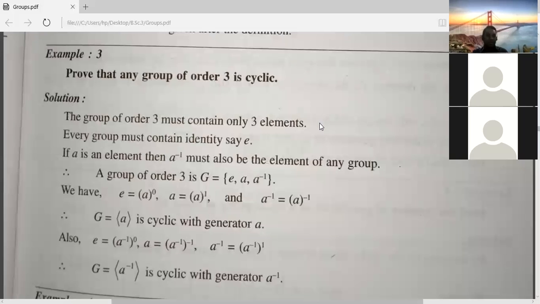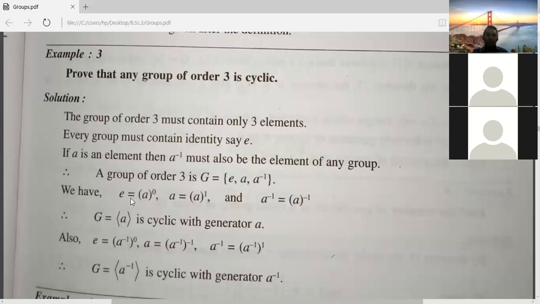Now the next one: prove that any group of order 3 is cyclic. Here, a group of order 3 must contain only 3 elements. Every group must contain the identity element, that is obvious; there will definitely be an identity element, which we take as e. Now, if a is an element, then a inverse must also be an element of the group. That means the inverse also exists. So the group of order 3 is equal to {e, a, a inverse}.